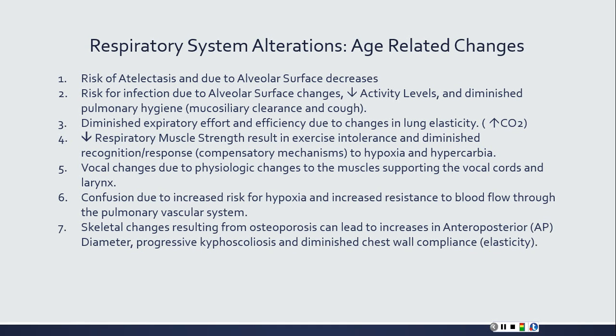So number 7, we have skeletal changes resulting from osteoporosis. These can lead to increases in the AP diameter, progressive kyphoscoliosis, and also diminished chest wall compliance and elasticity. With scoliosis, that's the big problem. You think about adolescent scoliosis and the changes to the spine. From a cosmetic standpoint, that's what they always look for. But the problem is, if you do not treat that scoliosis, it's going to alter the chest cavity.